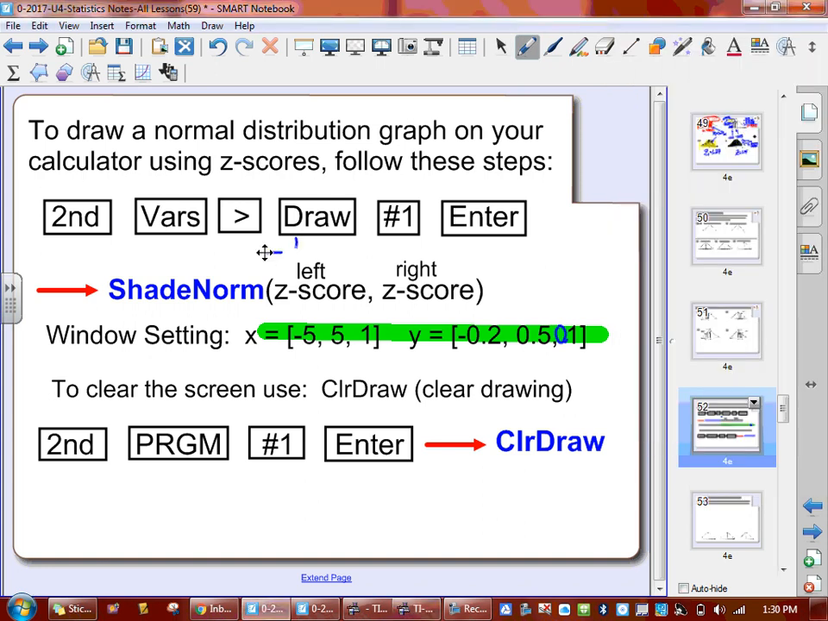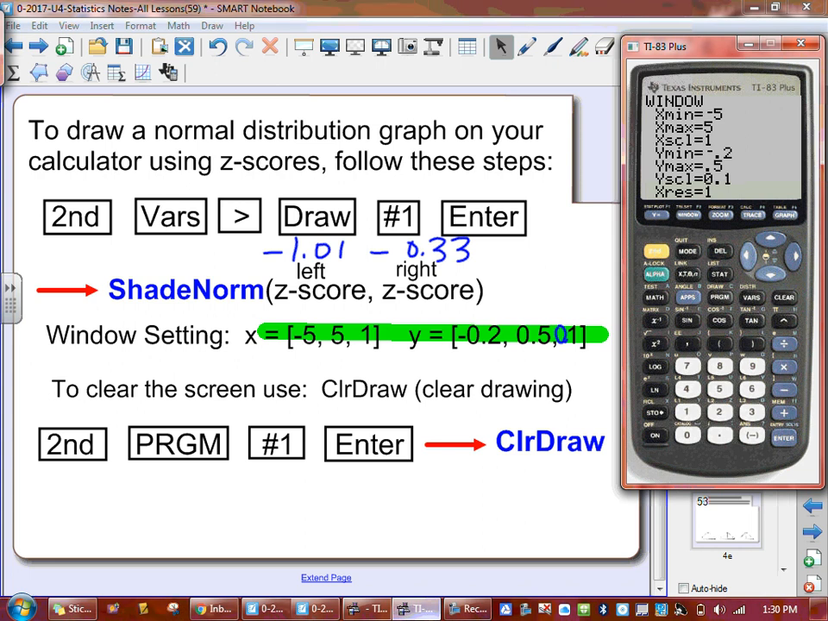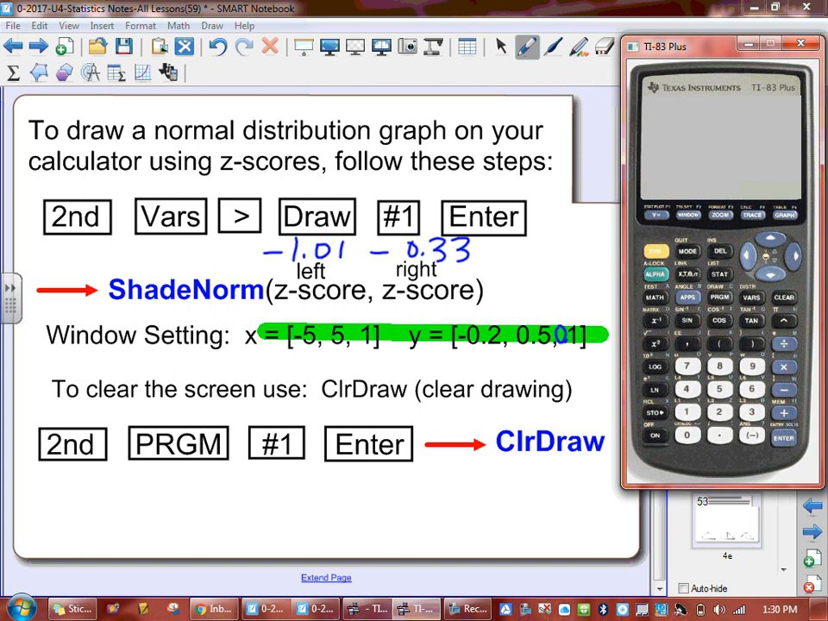Okay, now we're going to go second bars, over to draw. Okay, we want number 1, and now we're going to hit negative 1.01, comma, negative 0.33. Okay, hit enter, and it's going to shade for us. Okay, it's a beautiful graph. So we're going to try that again. Everybody back to your main screen.